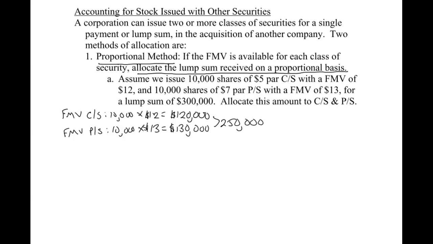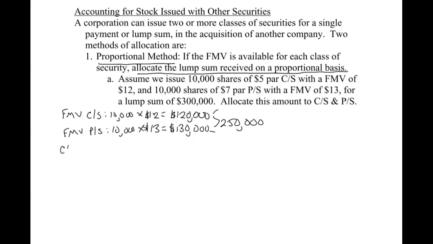If I have a debit of 300,000, I can't just put common stock on for 120 and preferred stock on for 130, because then my credits will only equal 250, and I have a $300,000 debit sitting there for cash. So I need to allocate that 300 to common and preferred based on what proportion of the total fair market value each one represents.